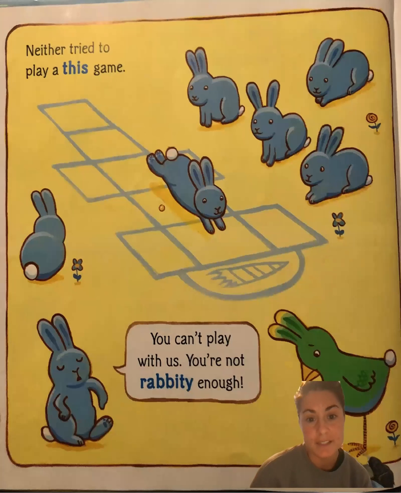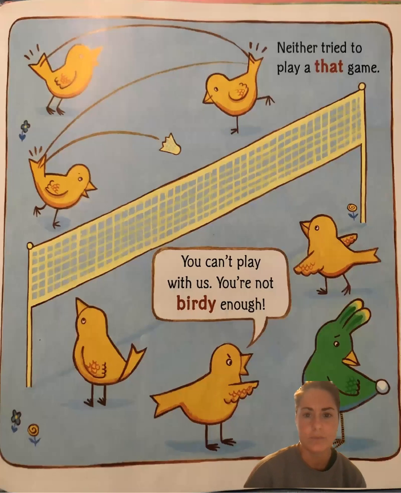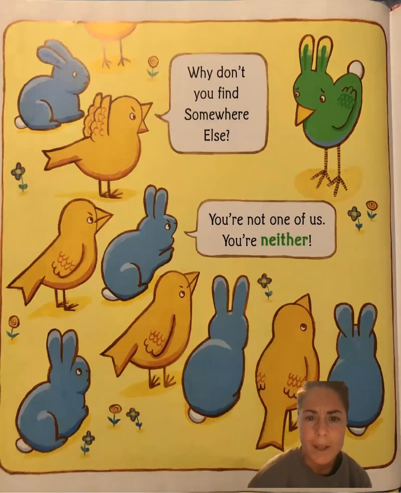Neither tried to play this game. Look at all the blue bunnies playing. You can't play with us. You're not rabbity enough. Neither tried to play that game. You can't play with us. You're not birdie enough. Oh no. Look at how our green rabbit bird's looking. You think he's happy? I don't think he's feeling happy right here. Why don't you find somewhere else? You're not one of us.